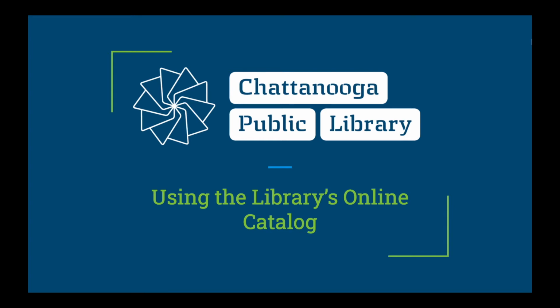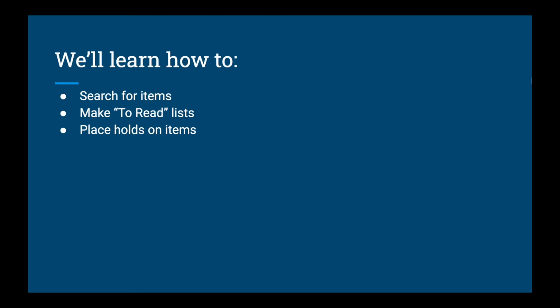Libraries have come a long way since the time of bulky, imposing card catalogs. Nowadays, the Chattanooga Public Library's catalog is online, meaning that anyone, anywhere, can browse our materials. Despite this improved accessibility, sifting through the seemingly endless list of print and electronic materials can become a bit overwhelming. But have no fear. Today, we'll learn how to use the online catalog to search for items, make lists of what you would like to check out, and place items on hold.